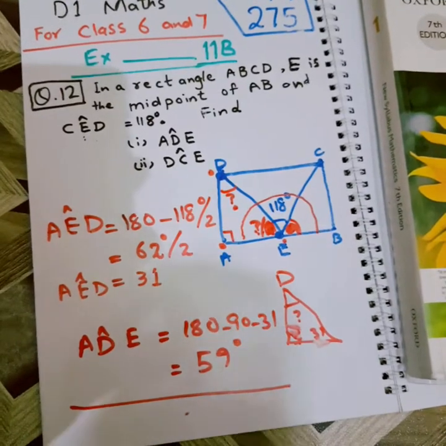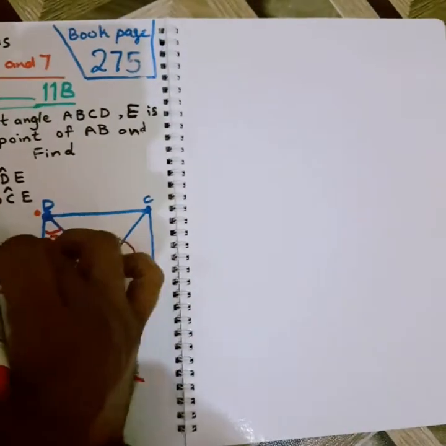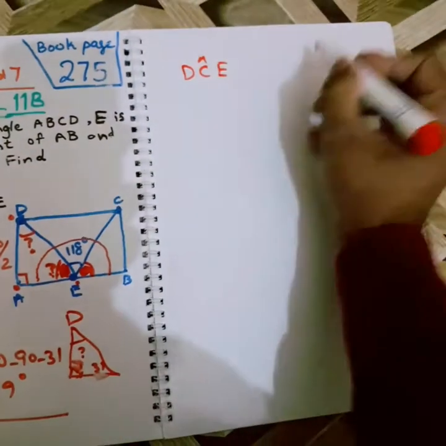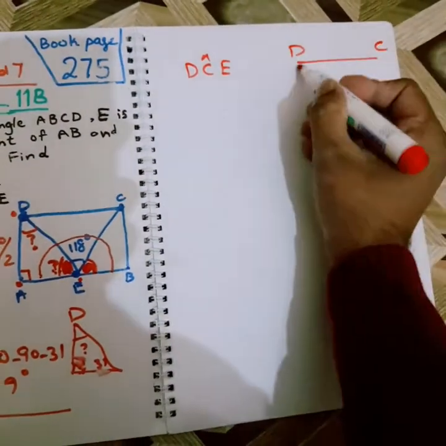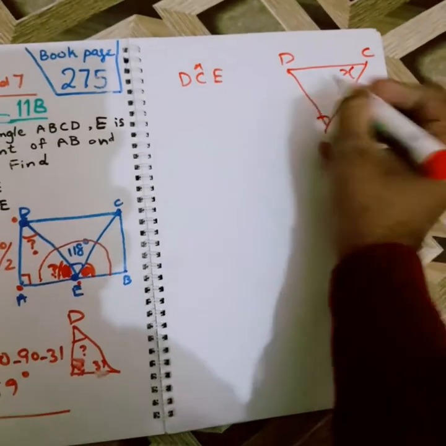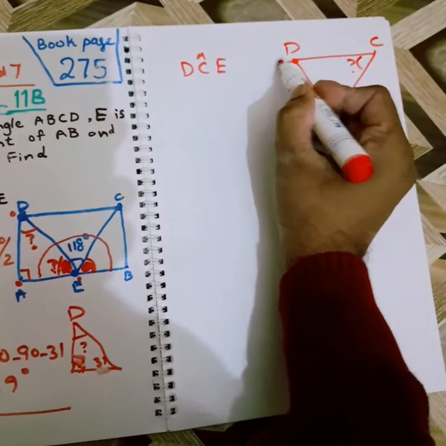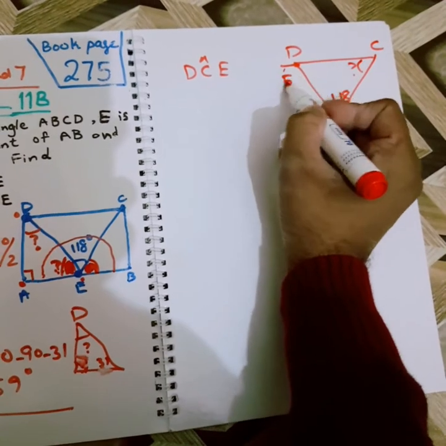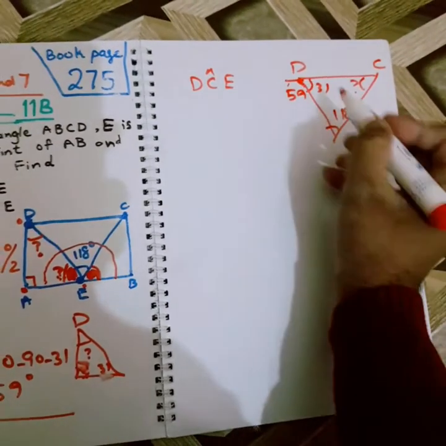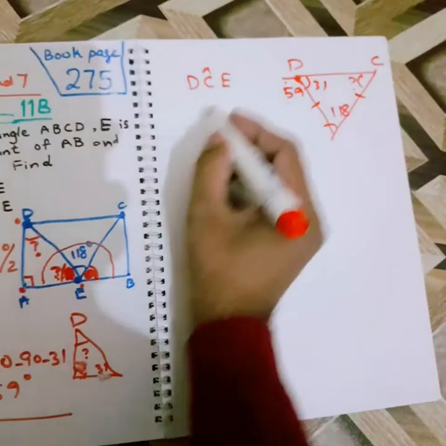Now quickly find the second requirement. Second requirement is DCE. So D is here, C is here, and E is here. We need to find C. It is 118, and if it is, we just have found that here it is 59, that means here is 31. And if it is 31, that means this one C will also be 31 degrees.